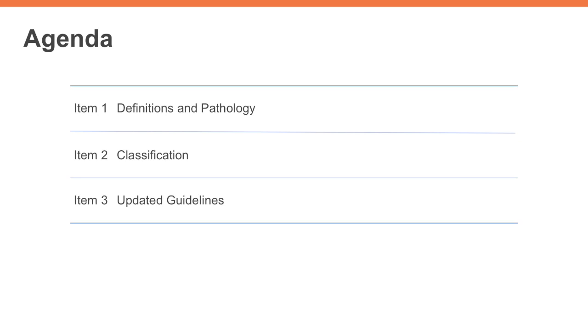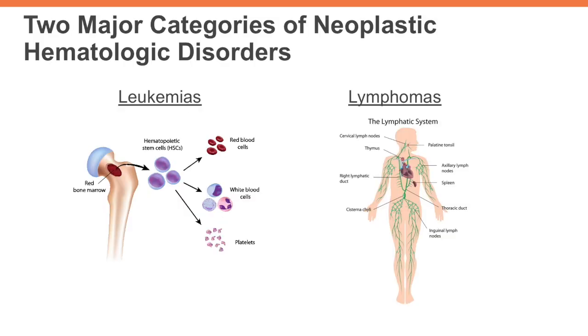This is the agenda for today, and I'd like to begin with definitions of acute myeloid leukemia and the pathology behind this. There are 2 major categories of neoplastic hematologic disorders: leukemias and lymphomas. And leukemias involve the bone marrow and peripheral blood primarily, whereas lymphomas are concentrated in lymph nodes and other organs.